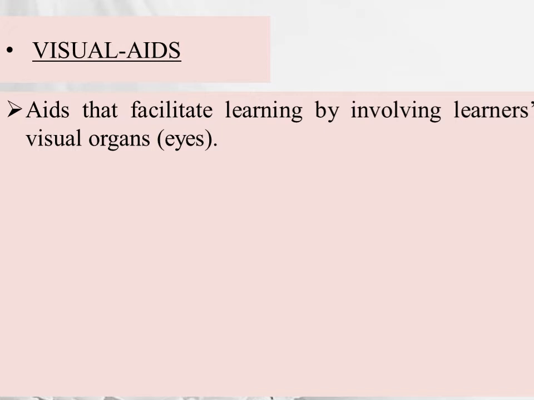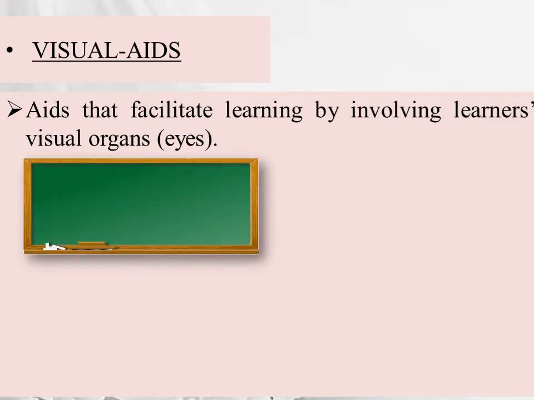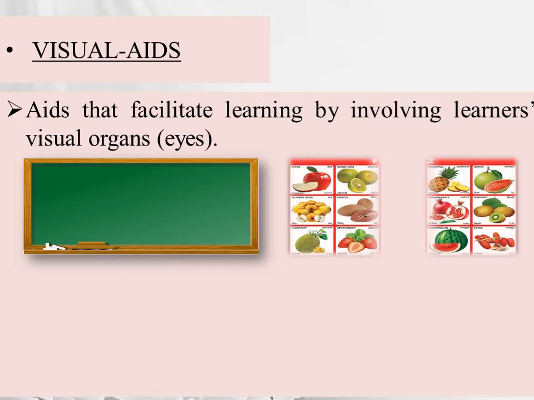Some examples are chalkboard, charts, pictures, flashcards, maps, models, or even actual objects. A chalkboard is the most commonly used visual aid. The teacher can write or sketch the important contents on the chalkboard so that contents can be understood clearly by the learners. Pictures can be drawn on chart papers to attract the students' attention.